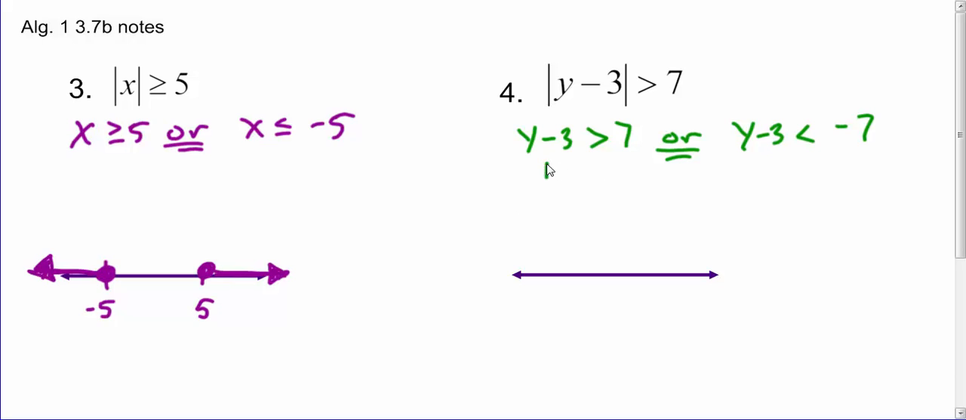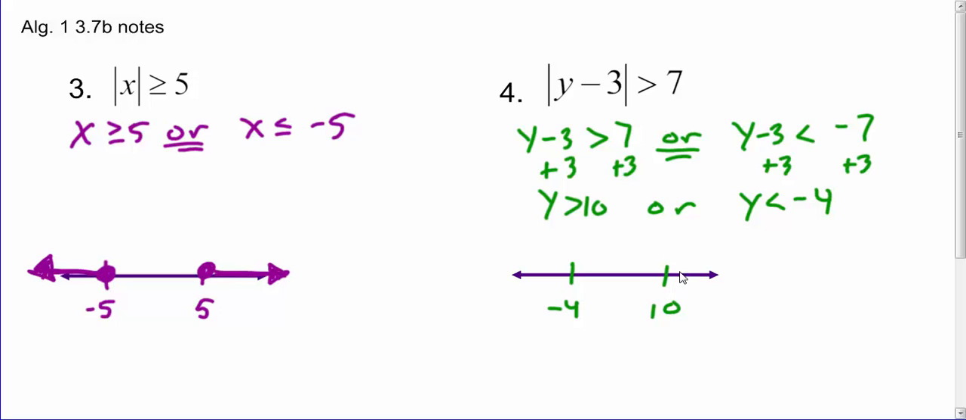Now, let's go ahead and solve these individually. We're going to add 3 to each side here, so I'll have y is greater than 10. If I add 3 here and add 3 here, I'll have y is less than negative 4. And again, the word is or. So here we go. I'm going to call that negative 4. I'm going to call that mark right there 10. We have open circles. y greater than 10 looks like this. y less than negative 4 looks like that.